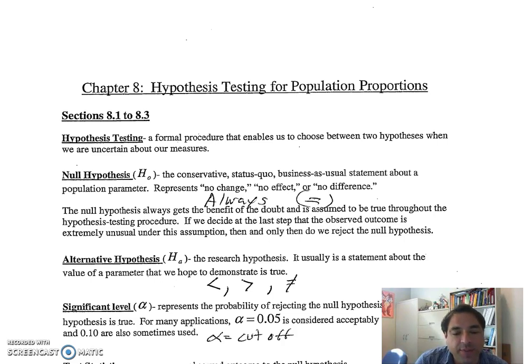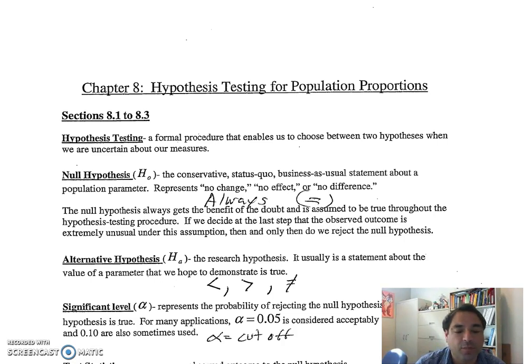Now, how this works is we're going to have an H0 and we're going to have an HA. The H0 is the null hypothesis, the conservative, status quo, business as usual statement about a population parameter. It represents no change, no effect, or no difference. And I'm going to add there that H0 is always equal. Now the alternative hypothesis is HA, A for alternative. The research hypothesis, it's usually a statement about the value of the parameter that we hope to demonstrate is true. HA is going to be less than, greater than, or not equal to.